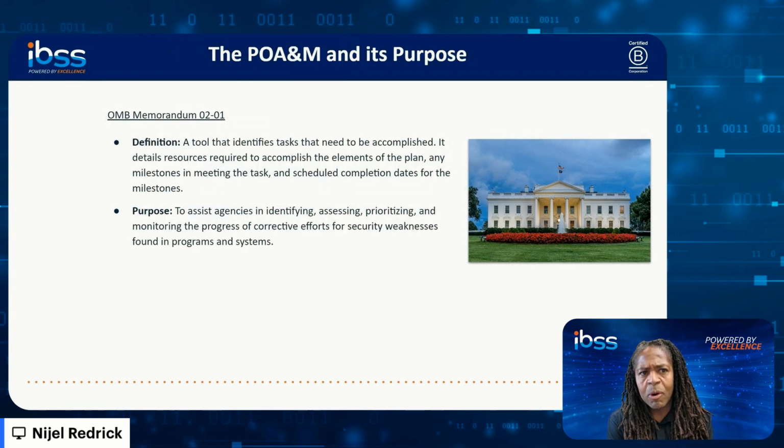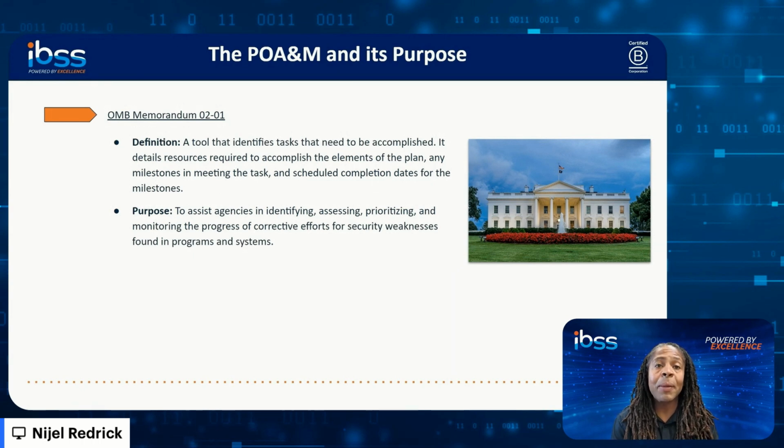So what is the definition of a POA&M? So what we have on the screen verbatim from OMB Memorandum 0201 is the definition. And certainly it is a tool that should be utilized anytime we have identified a weakness. The POA&M is a tool that identifies the tasks that are needed to address the weakness. And it details the resources required to accomplish the objectives of the POA&M. Now, I do not like referring to people as resources. However, in the context of the POA&M, people do fall under that heading. Resources include people, technology, funding, anything else that's needed to accomplish the objective.